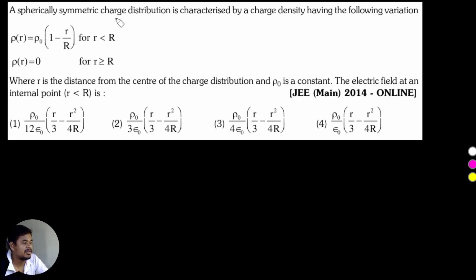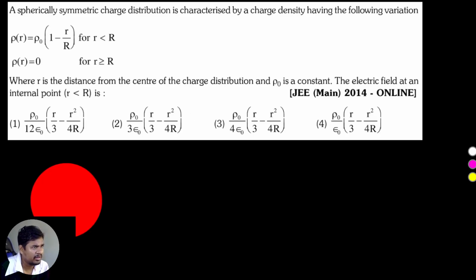A spherically symmetric charge distribution is characterized by a charge density having the following variation: rho of r equals rho naught times (1 minus r by R) for r less than R, and rho of r equals 0 for r greater than or equal to R. So for r greater than R, there is no charge density; the charge density exists only up to radius R. Now we have to find the electric field at some internal point, r less than R.